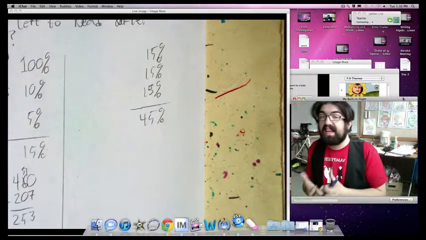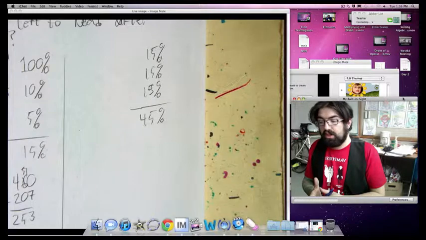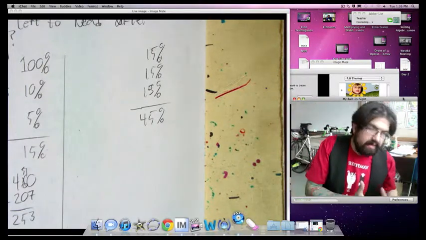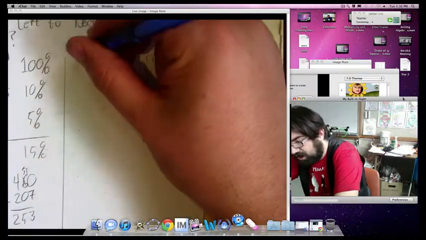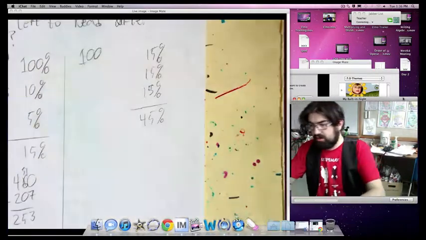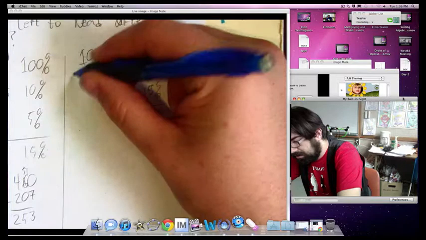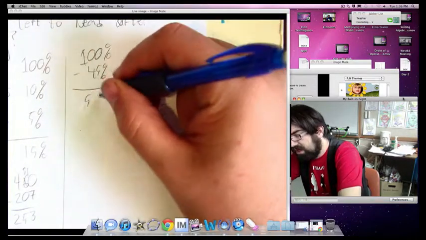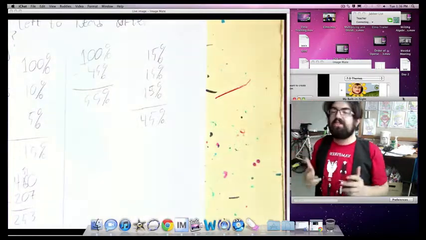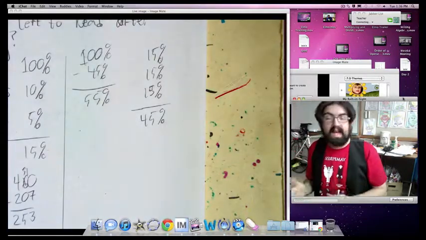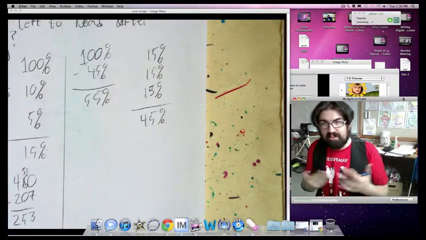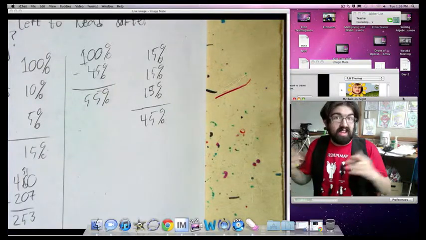That's how much she's planning to have read. So if she's read that much, how much does she have left? Well, we start with 100% as always, and we're going to minus 45. So really, she has 55% left to read at most. So if we just figure out what 55% is, we're done.